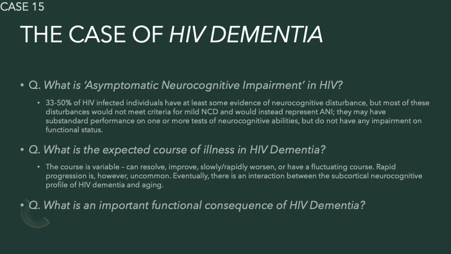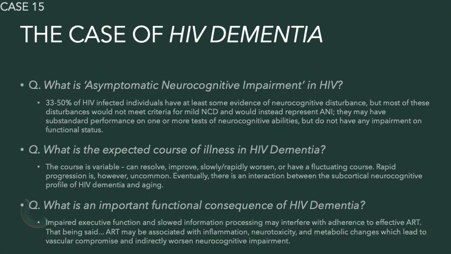What is an important functional consequence of HIV dementia? Impaired executive function and slowed information processing may interfere with adherence to effective ART. That being said, ART may be associated with inflammation, neurotoxicity, and metabolic changes which lead to vascular compromise and indirectly worsen neurocognitive impairment.